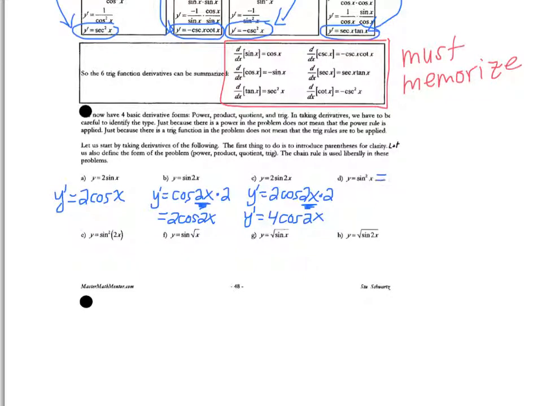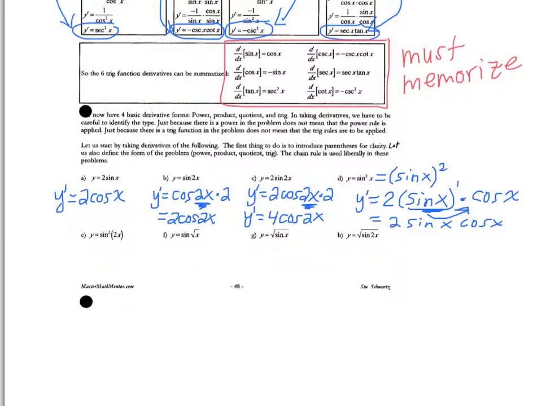Now with d, if you see sine squared, understand this is the same as the quantity sine of x squared. So now if I go to my derivative, I could use my chain rule. I could multiply that 2 down in front, and then we have times the sine of x to the first, and now we're chaining along the derivative of the inside. Well, the inside is sine of x, so its derivative is cosine of x. So you could write this as 2 sine of x cosine of x, since the power of sine is just 1 there.